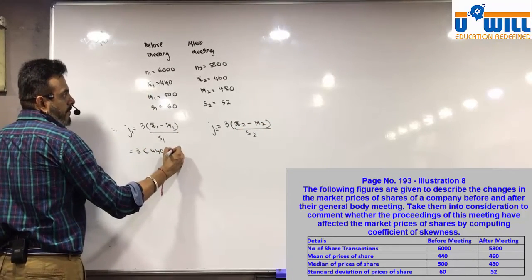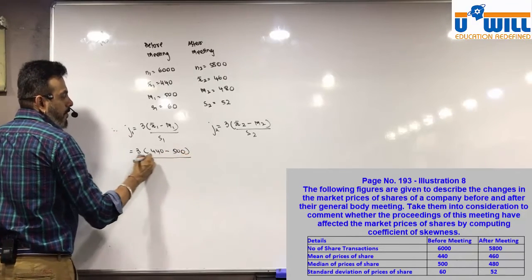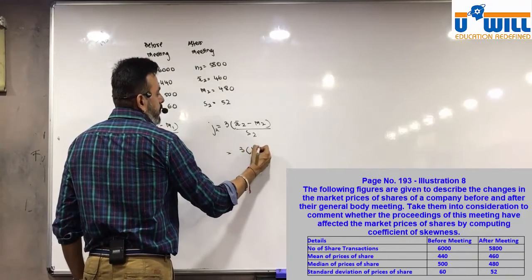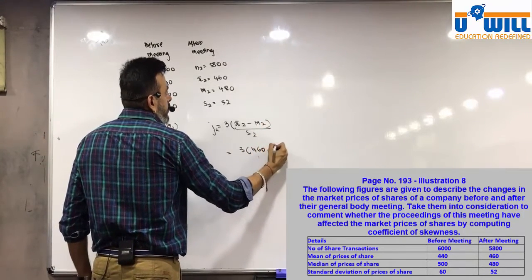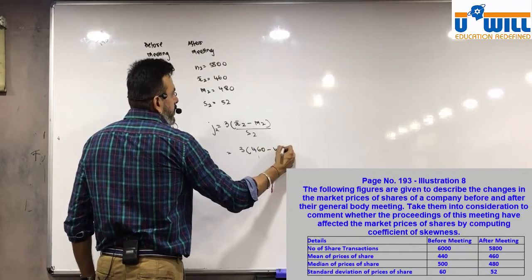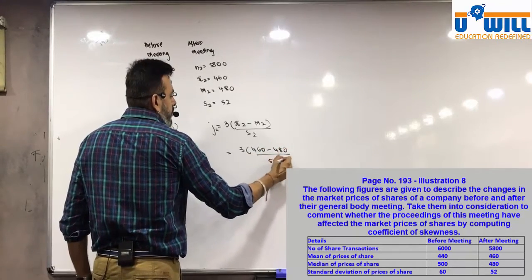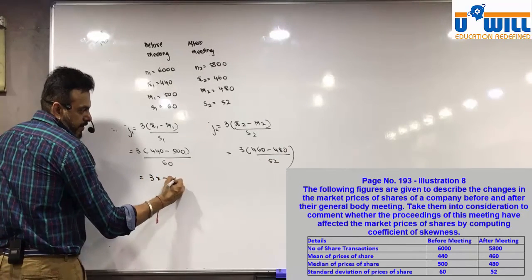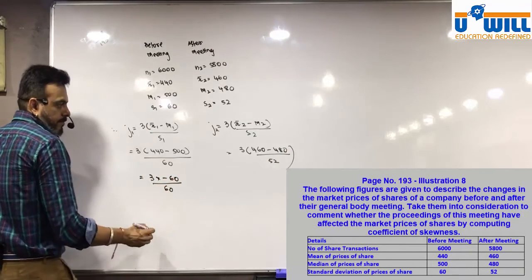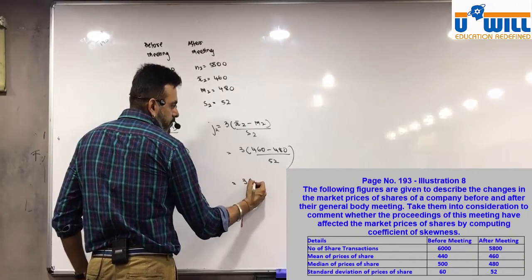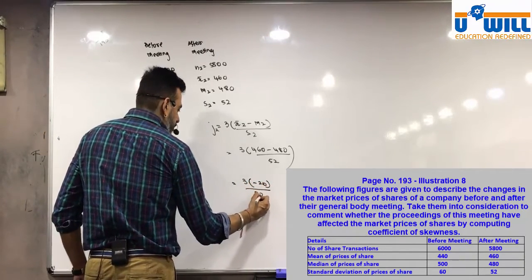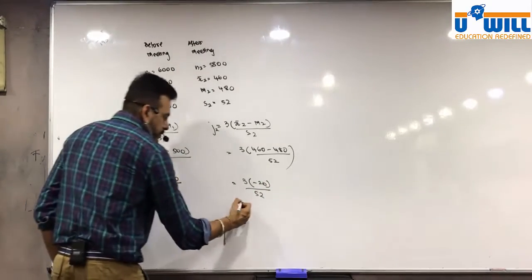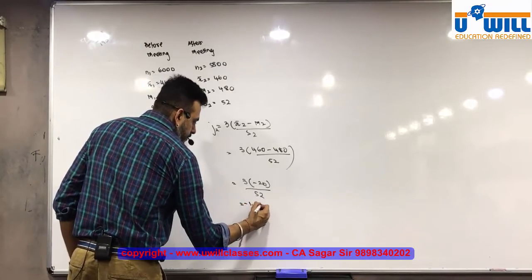440 minus 500 upon standard deviation 1 is 60. 460 minus 480, which is equal to 3 into minus 60 upon 60, 3 into minus 20 upon 52, minus 3, minus 1.15.